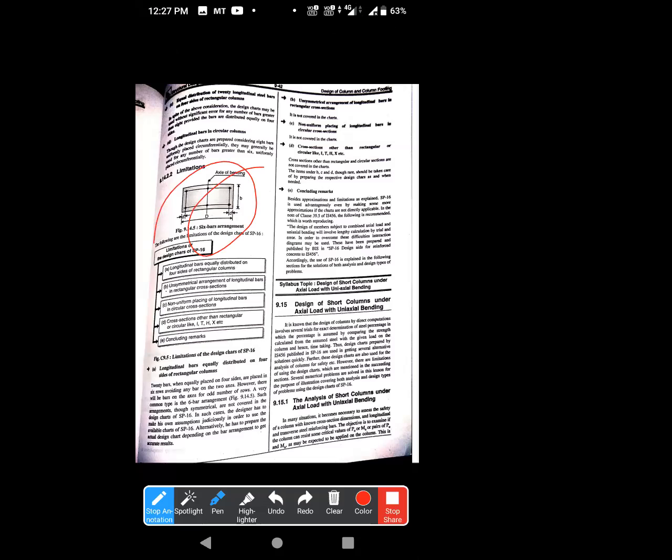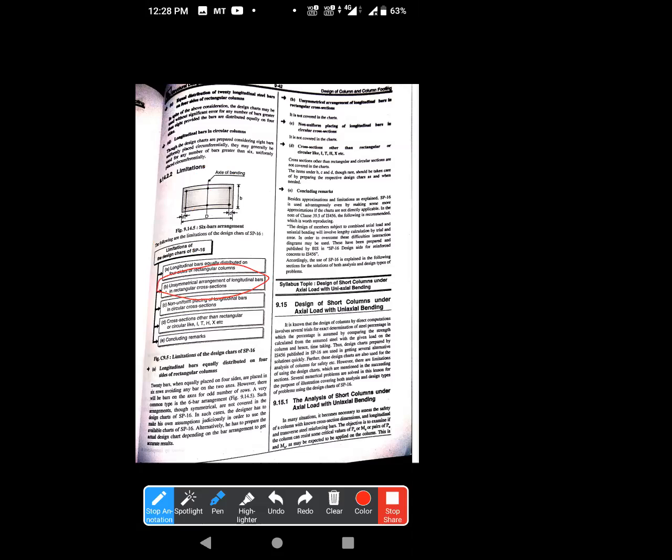Then you have to prepare the actual design chart depending on the bar arrangement to get the accurate result. For the accurate result you have to draw the accurate design charts as per the arrangement of the bars.